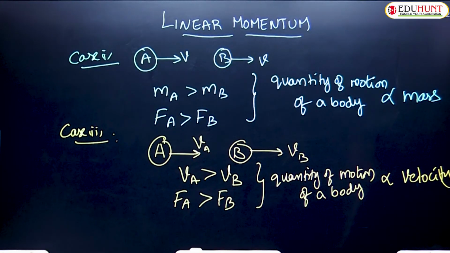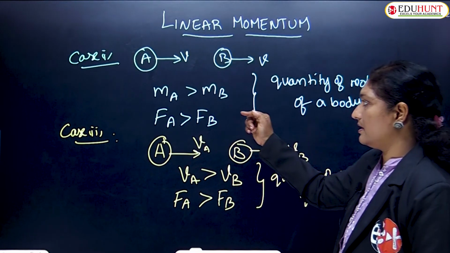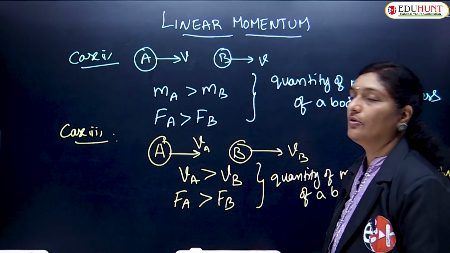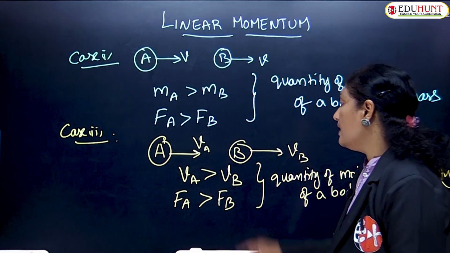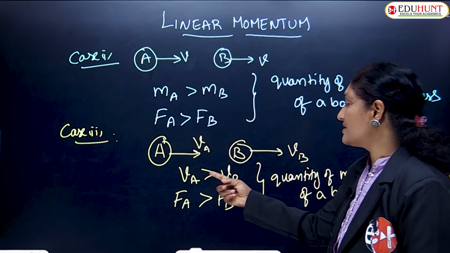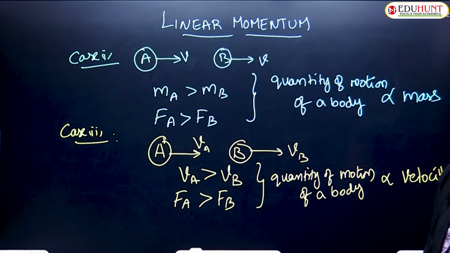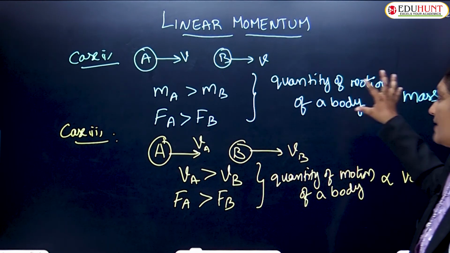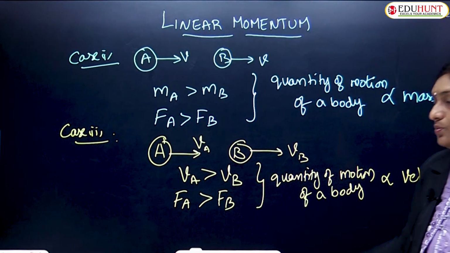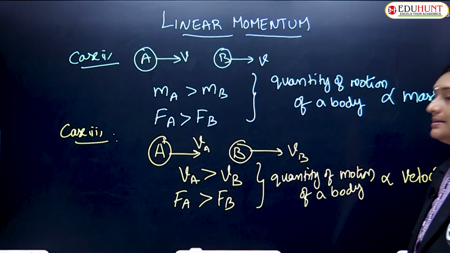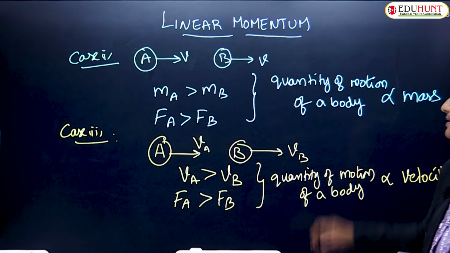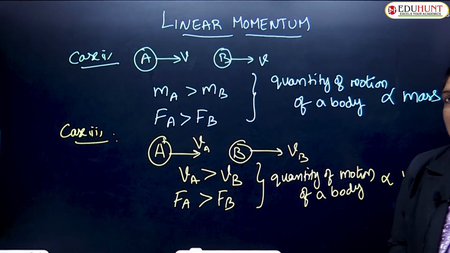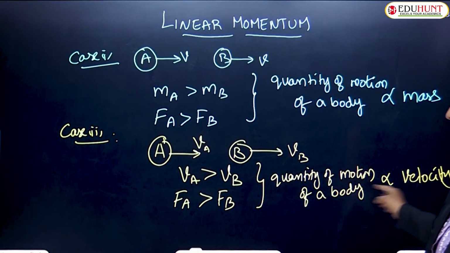So from the two examples we can understand that the force required to stop the heavier body is greater than the force required to stop the lighter body, and the force required to stop the faster body is greater than the force required to stop the slower body. That means we can conclude that the quantity of motion of a body depends on two factors. What are the two factors, children? One is the mass of the body, the other is the velocity of the body.